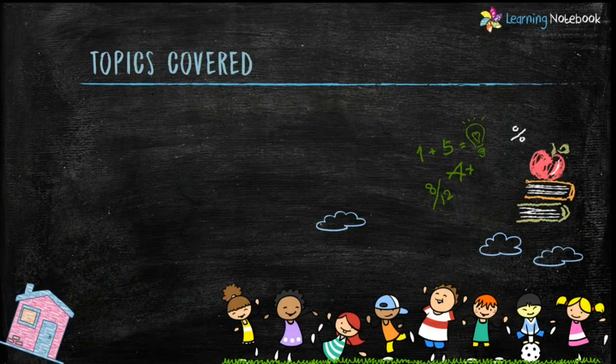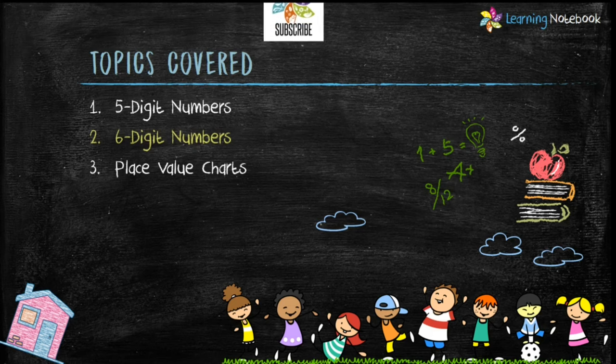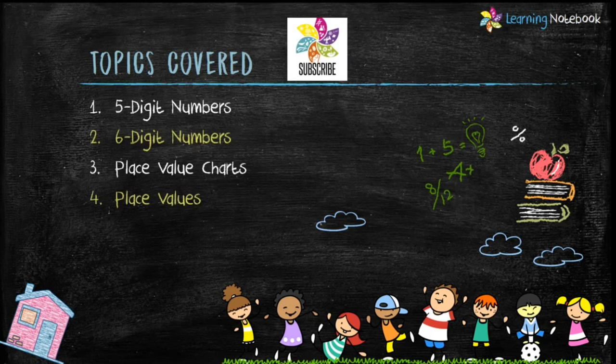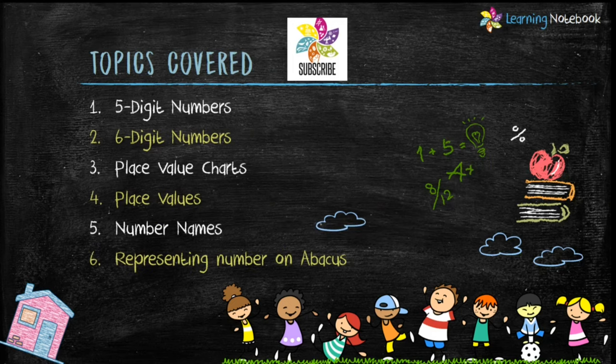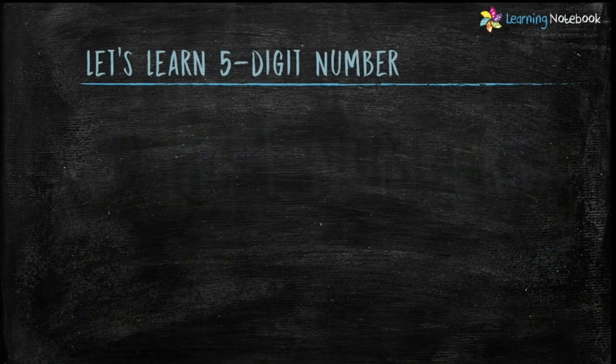Today we are going to cover the following topics under this chapter: 5 digit numbers, 6 digit numbers, place value charts, place values, number names, representing numbers on Abacus, expanded form, and in the last, I will provide you a worksheet to practice upon. Let's learn 5 digit numbers.